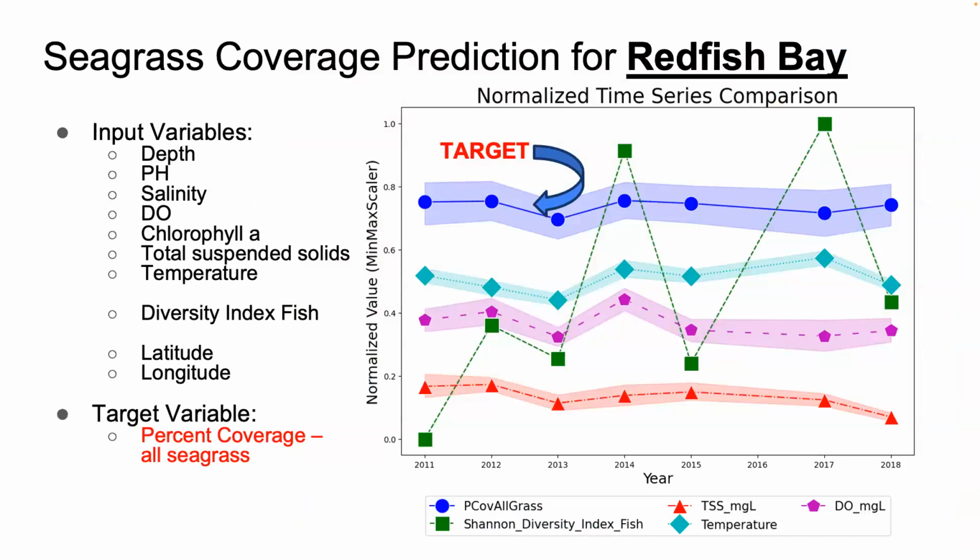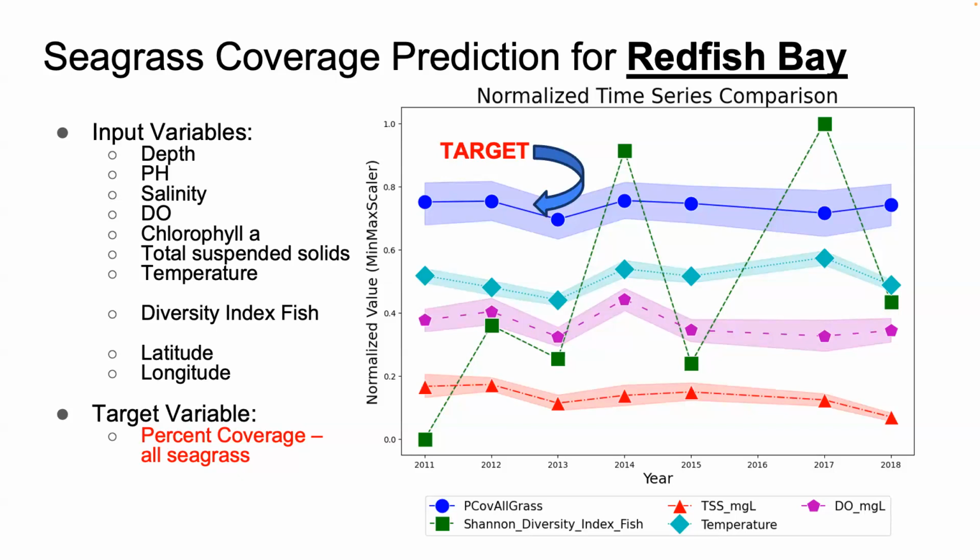Okay, so to form a prediction model, we will need some input variables that provide the information, and we will need a target variable, which is our target of interest. Our target variable is the percentage coverage of all seagrass, regardless of which of the 5 species of seagrass it is. And our input variables can mainly be divided into 3 aspects.